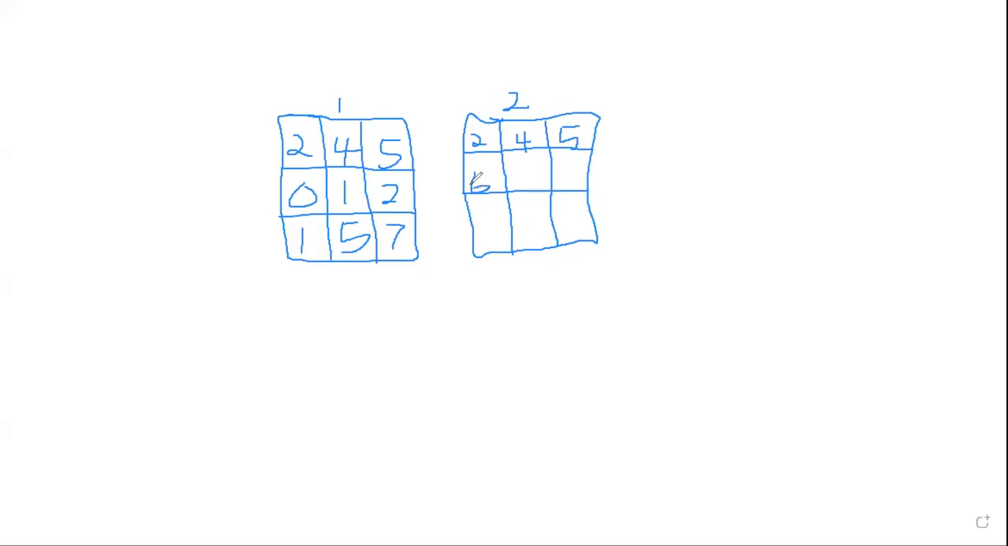This is 6. This is 2. This is, let's say, 4. This is 1. This is 6. This is 8. Okay, so these are 2 frames. Okay, so this is frame 1, frame 2. Okay, now let's find the difference between frame 1 and frame 2, the difference.